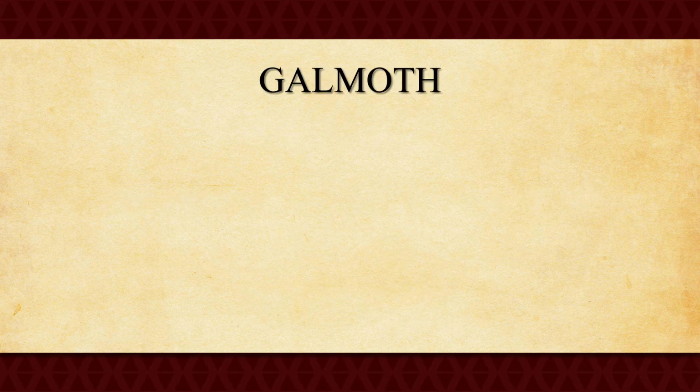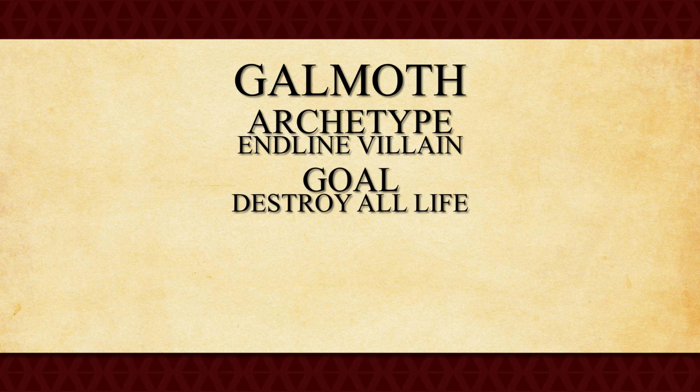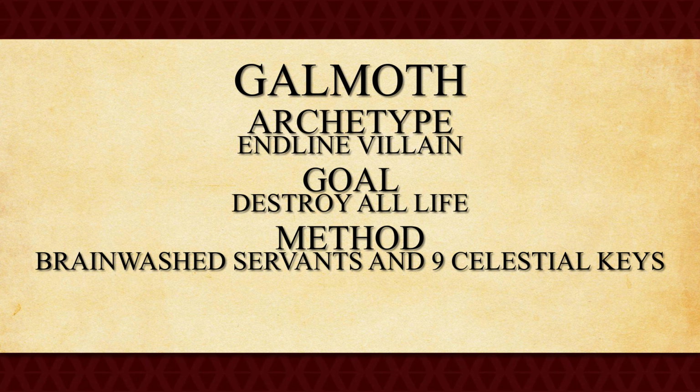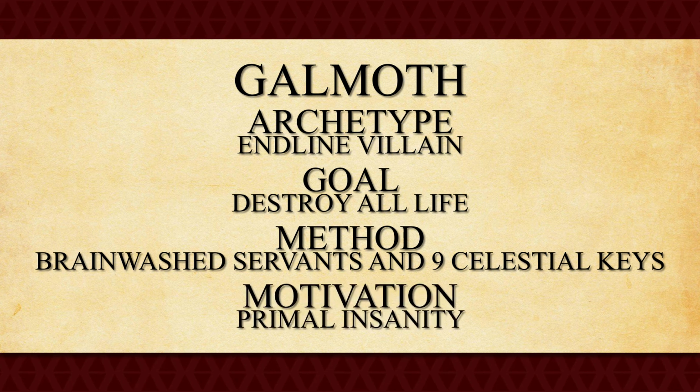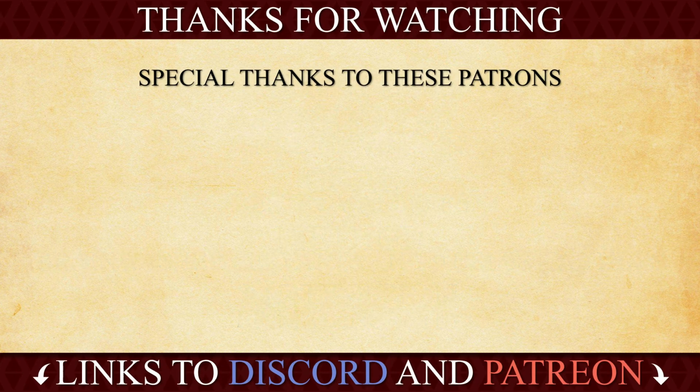And finally, Galmuth, an endline villain, is an ancient primordial god whose primary goal is to destroy all life as we know it. With the help of his brainwashed servants, it aims to do this by obtaining 9 celestial keys that will release it from its otherworldly prison. And it's motivated by an unearthly primal insanity, one that can only be quelled by bringing an end to all life in the universe. And that's it.